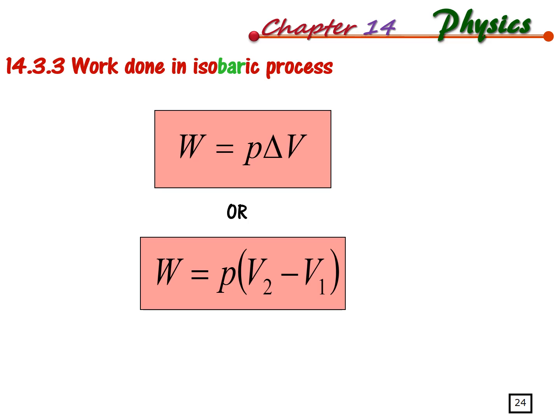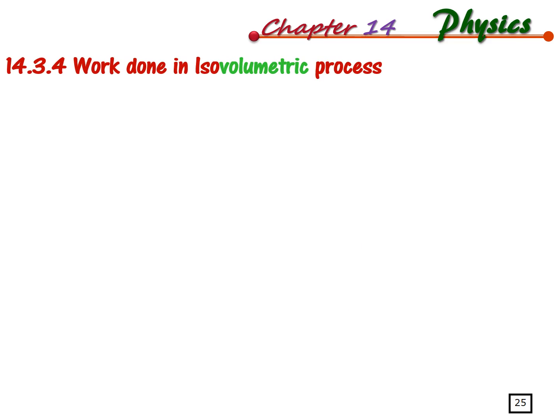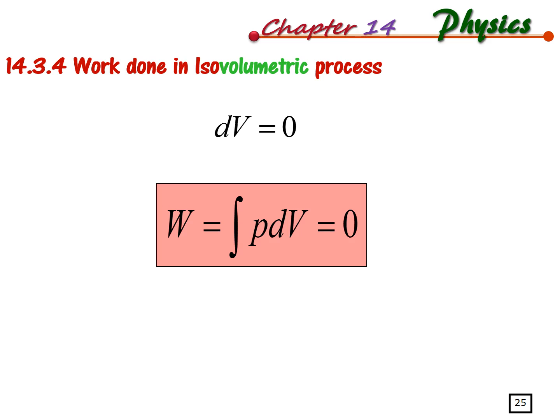And the last process is the isovolumetric or isochoric process. There is no change in volume because the gas or the system is not expanded and also not compressed. Therefore, the change in volume is equal to 0. So after we apply W equal to the integral of P dV, since dV is 0, the work done is also equal to 0. So these are the formulas to calculate the work done for isothermal, isobaric, and isovolumetric processes. The examples of how to solve problems regarding the thermodynamic processes, we are going to discuss in the tutorial session.